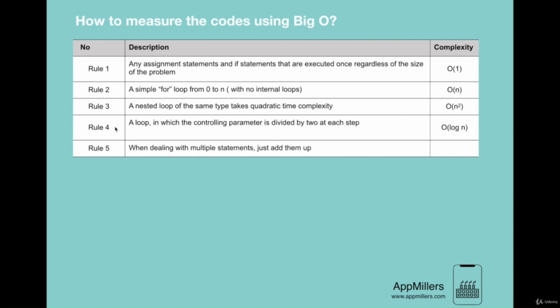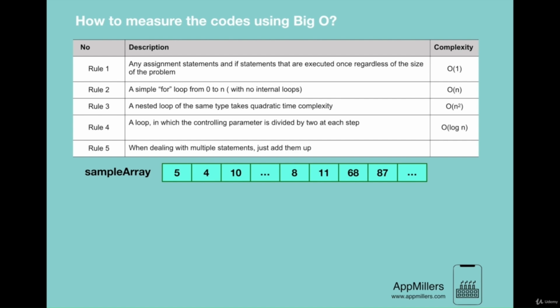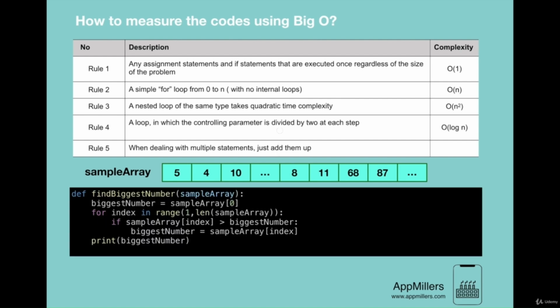So here we will look at an iterative algorithm in which we need to find the biggest number inside a given array. Let's imagine that we have an array which consists of a million elements. A method to find the biggest number in a given array will be something like this in Python. Here the method takes this sample array as an input, and then we declare a variable and assign this variable the first element of this list.